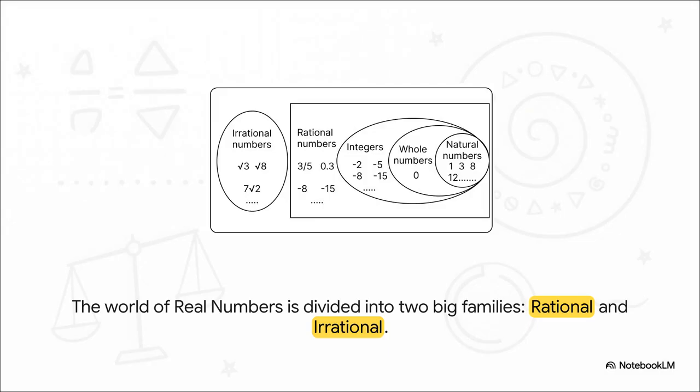Okay, so think of it like this. You have this massive universe of numbers that we call real numbers. And inside this universe, there are two big competing families. On one side, you've got the rational numbers, and on the other, the irrationals. They're related, sure, but they behave very, very differently.